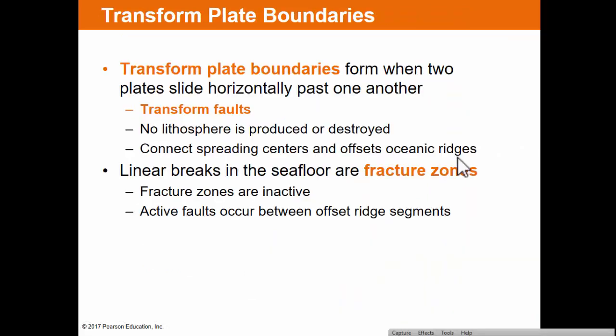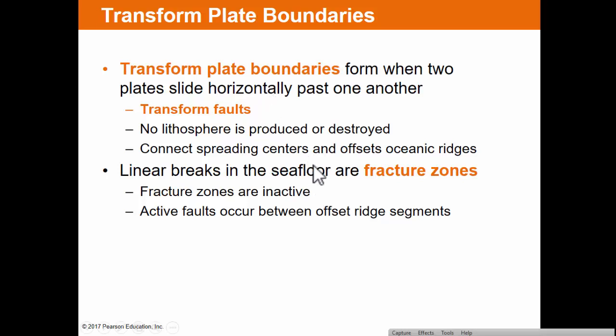Your transform plate boundaries form when two plates slide horizontally past each other. Those are transform faults. No lithosphere is produced or destroyed. And they tend to connect spreading centers and offset oceanic ridges. You have to think about, you know, the Earth is round, so it's going to be hard to have a straight line across a round Earth. And so the spreading centers get offset, and those transform faults connect those offset sections of the spreading center.